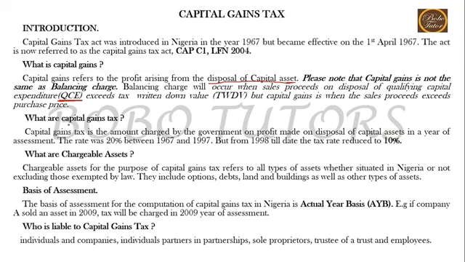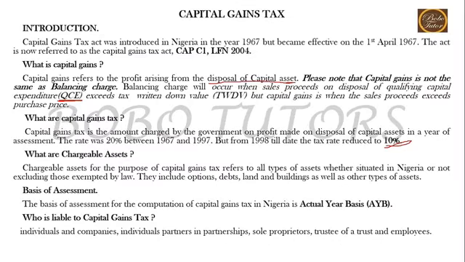Now, what is capital gains tax? Capital gains tax is the amount charged by the government on profit made on disposal of capital assets in a year of assessment. The rate was 20% between 1967 and 1997. But from 1998 to date, the rate reduced to 10%. So the current rate for capital gains is 10%.